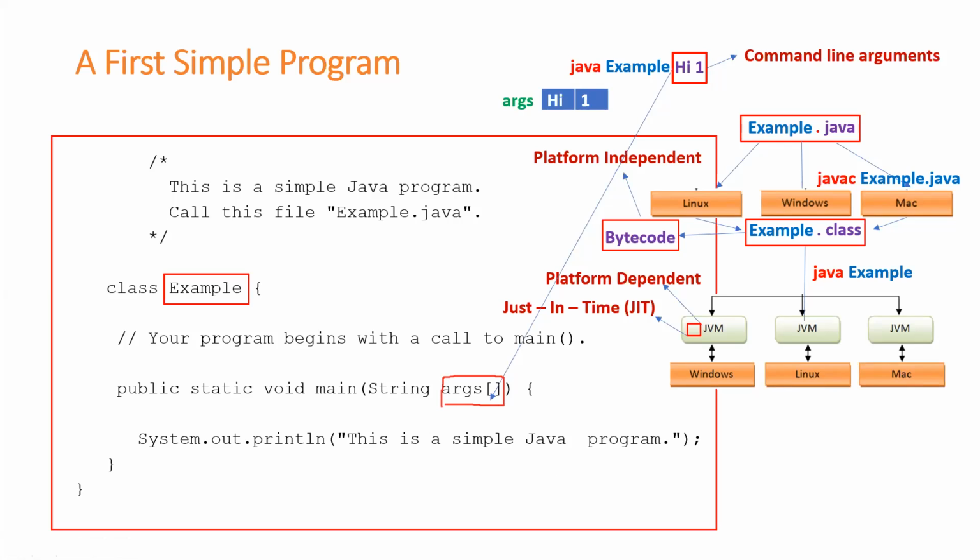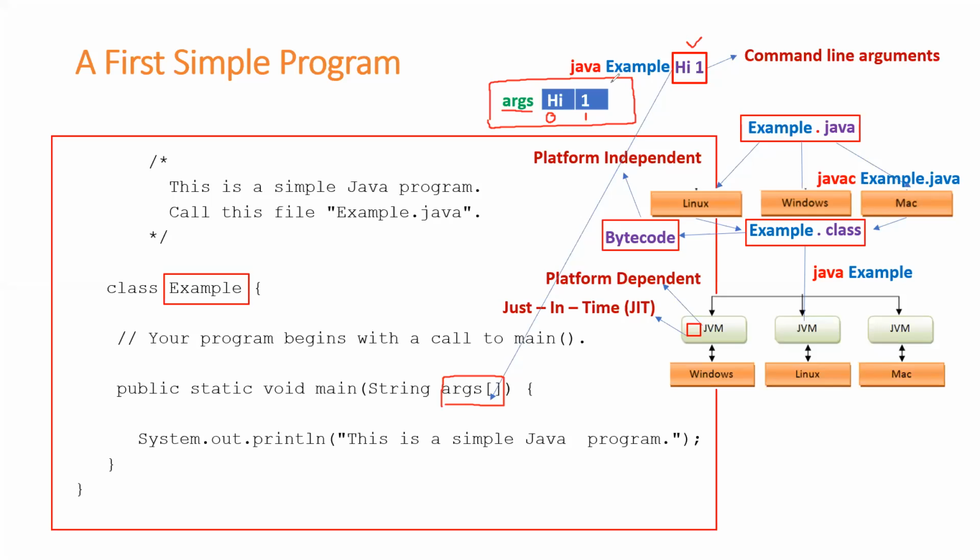What arguments? Hi and one. I'm passing these two arguments. So once I pass these two arguments to ARGS, how does my array look? This is how my array looks. In my array, what's my first index? 0 is my first index and 1 is my next index. And what's the name of my array? The name of my array is ARGS.